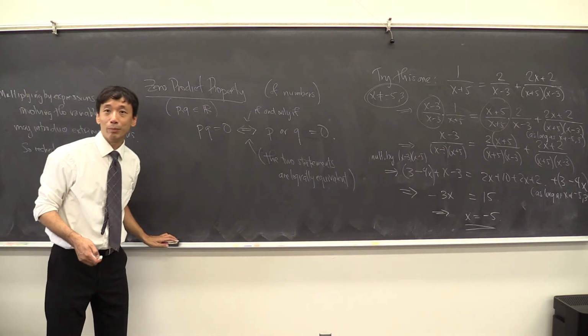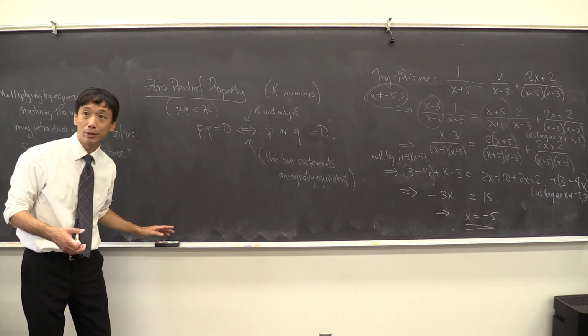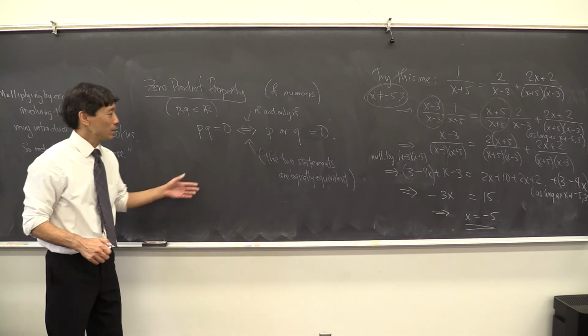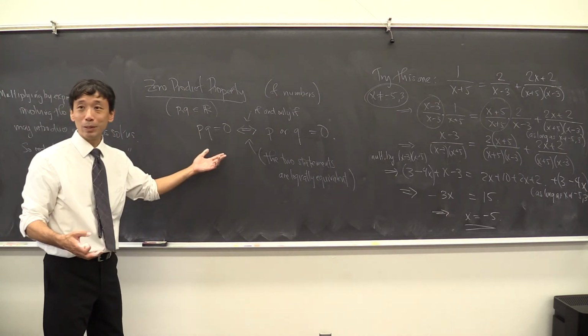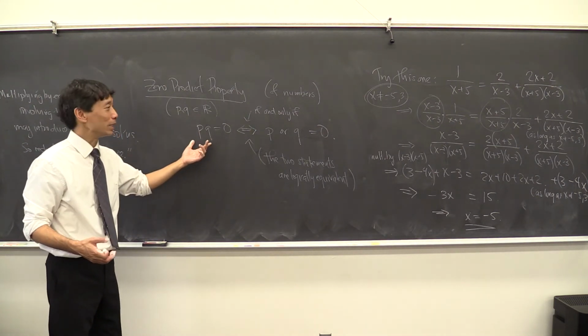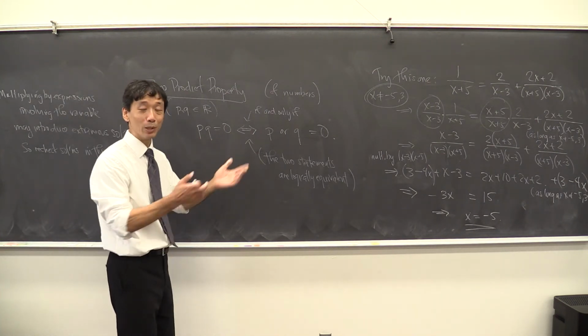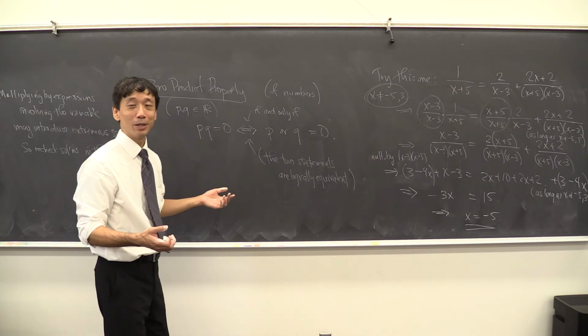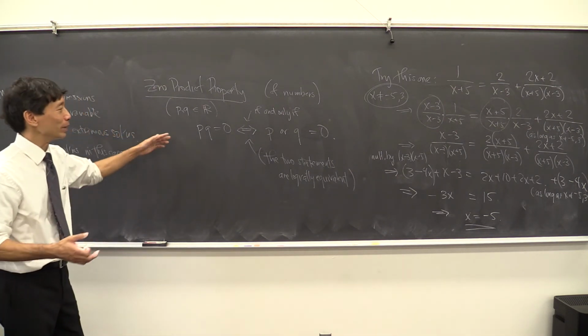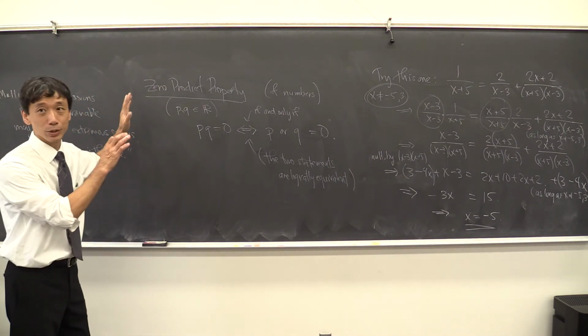Those of you who are familiar with matrices, anybody seen matrices before? Some of you have. There are different systems in which this is not true. For matrices, you can have two matrices that are both non-zero, and you multiply them and you get the zero matrix. So there are worlds in which this is not true, but for numbers, it is true.